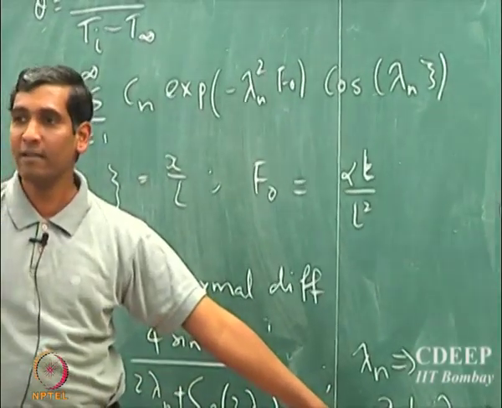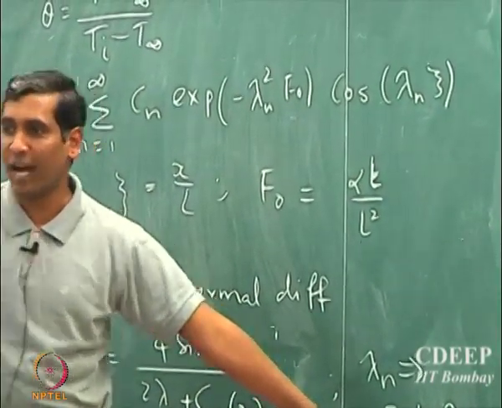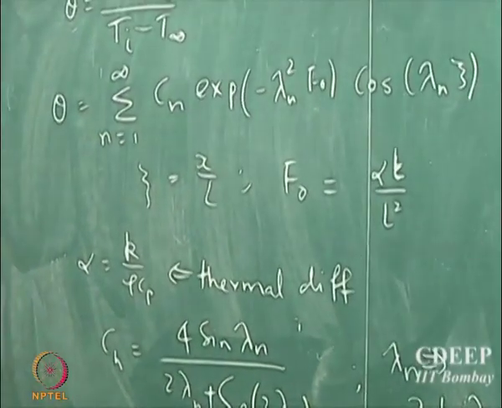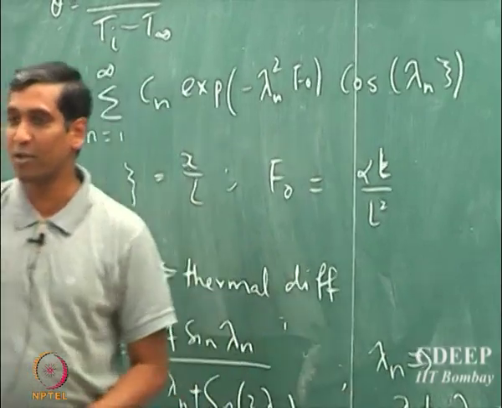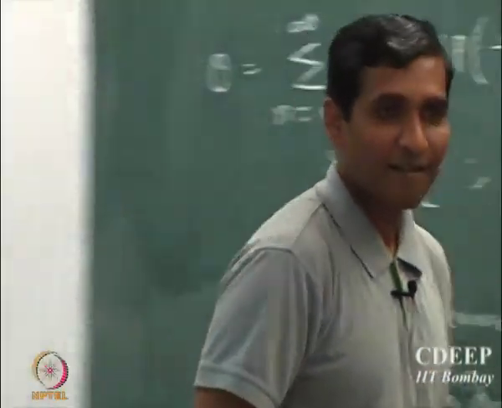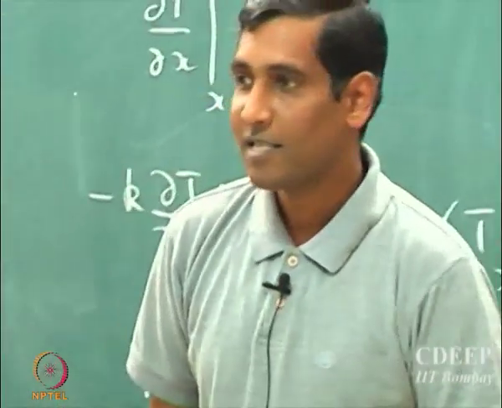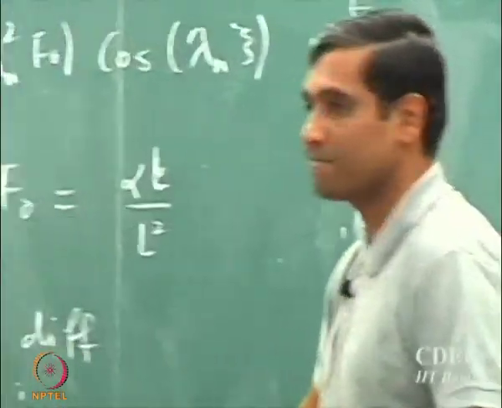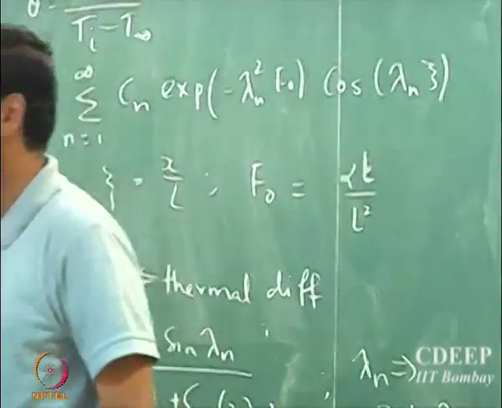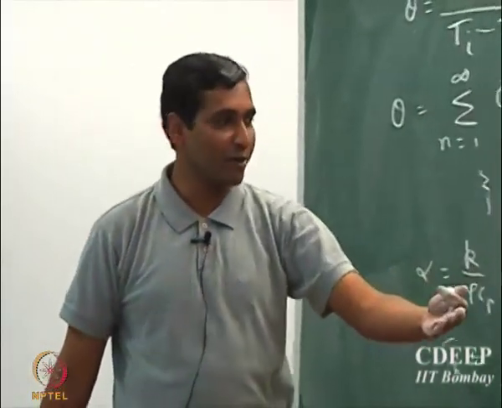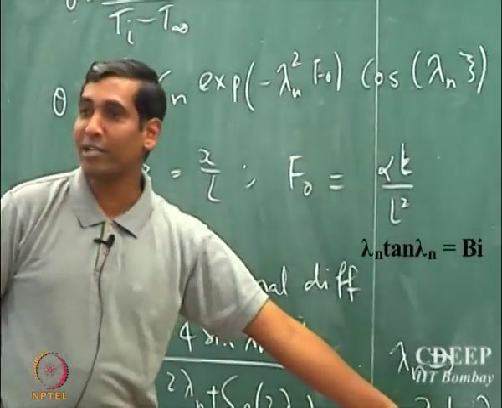How many solutions are there for a given value of Bi? Lambda n tan lambda n equal to Bi. How many solutions? What is the nature of tan? A lot of them. How many? It's infinite solutions. So tan is a transcendental function.